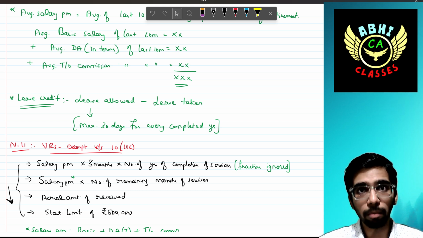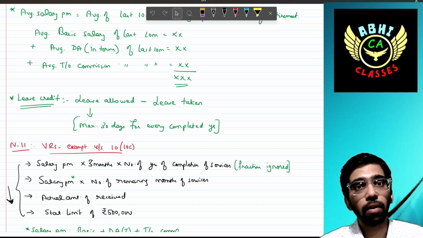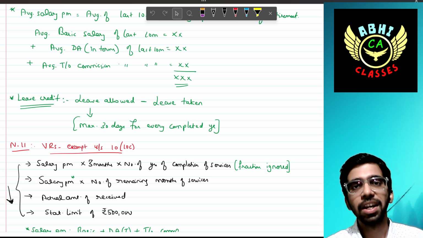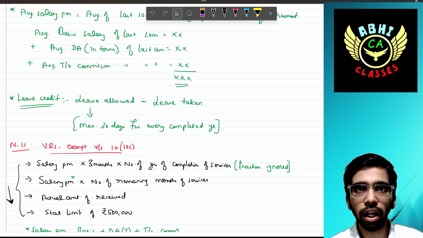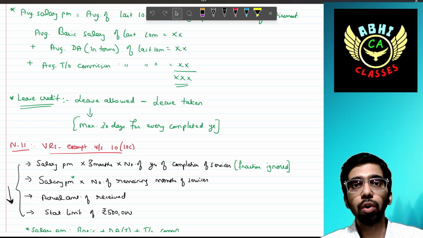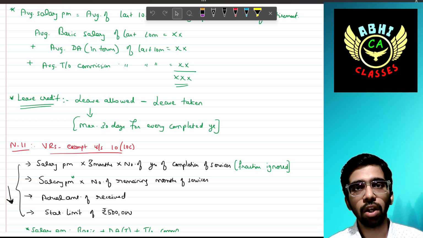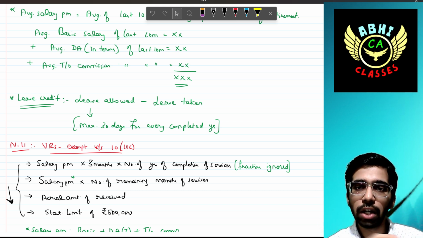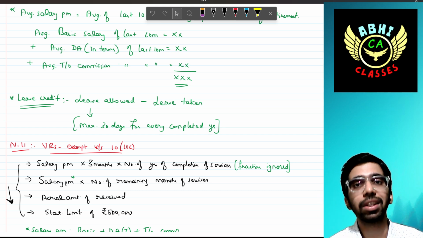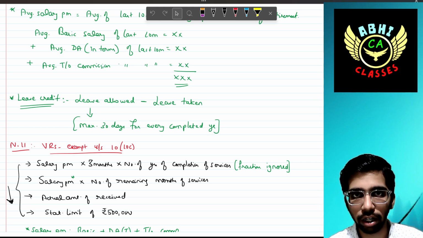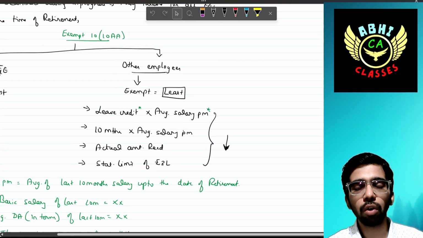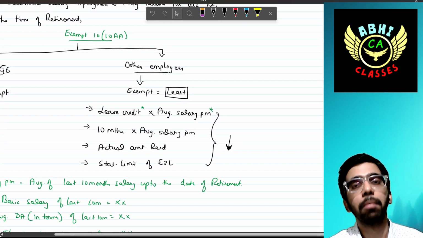That is 15 days in a year, but how many years have you served in that company? Let's say, for example, you have served 10 years. 10 into 15, 150 is the leave credit. Understood? But that leave credit should be converted into number of months. Divided by 30, you have to make it. 150 divided by 30 comes to 5. That's the leave credit. Simple. Next, that leave credit into average salary per month.